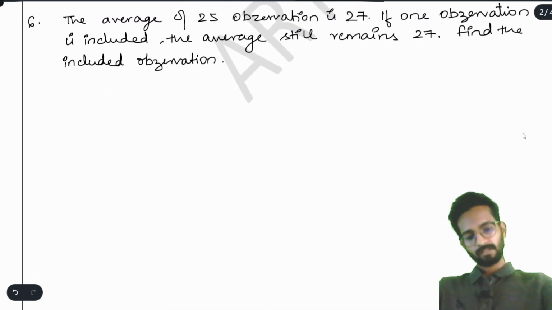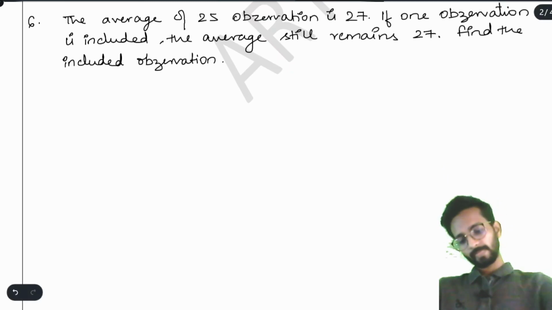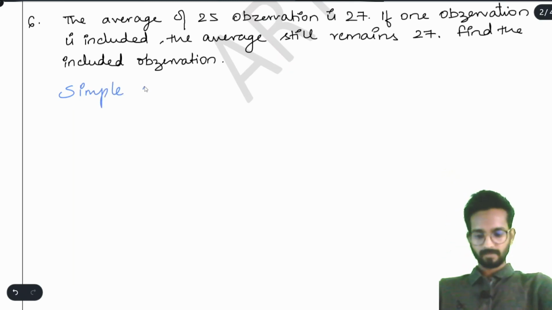Question number 6. The average of 25 observations is 27. If one observation is included, the average still remains 27. Find the included observation. See, I'll tell you one rule here. Understand the concept, what simple average says.